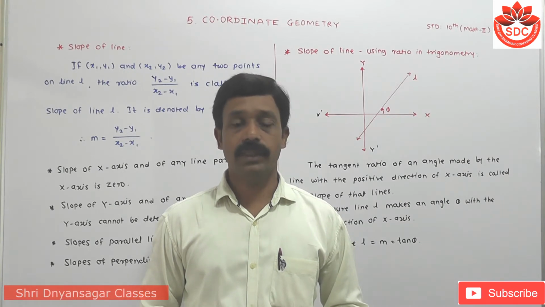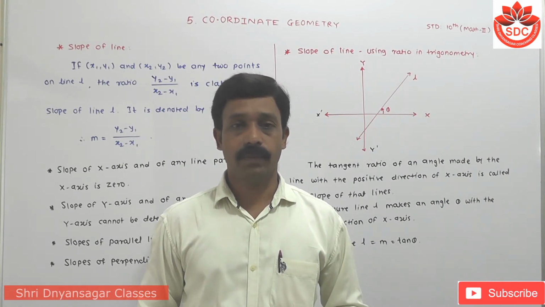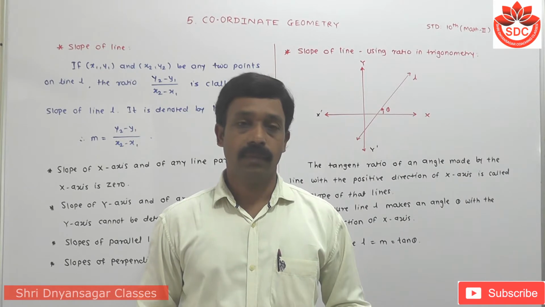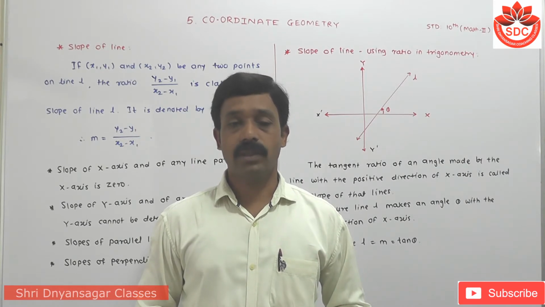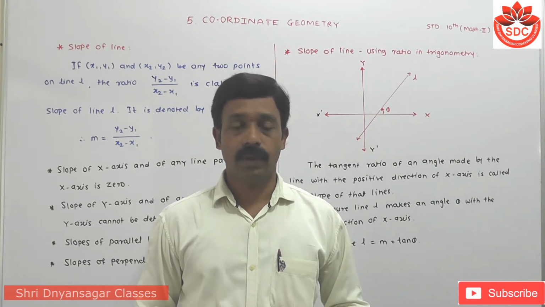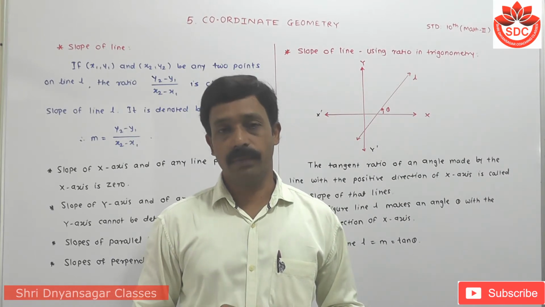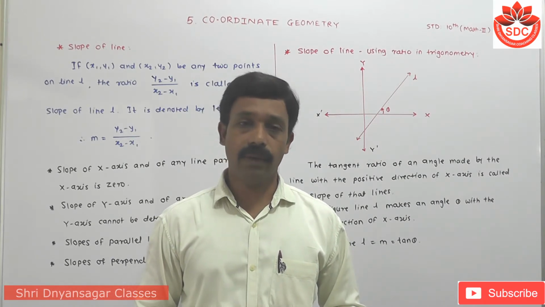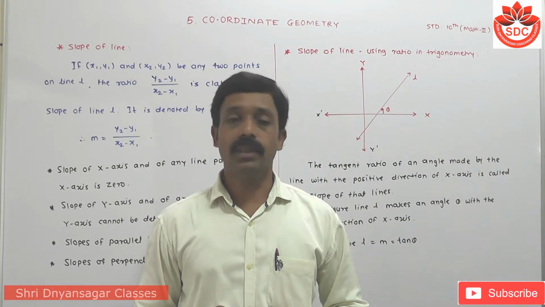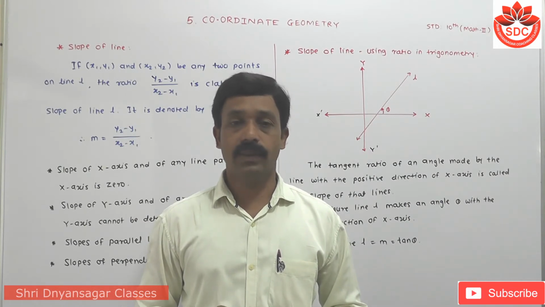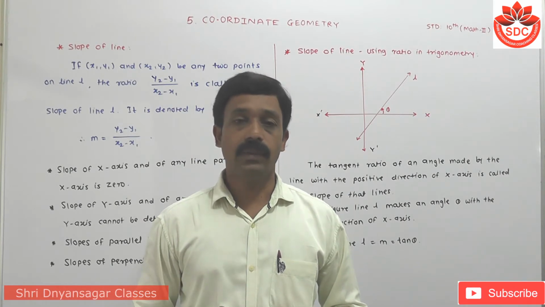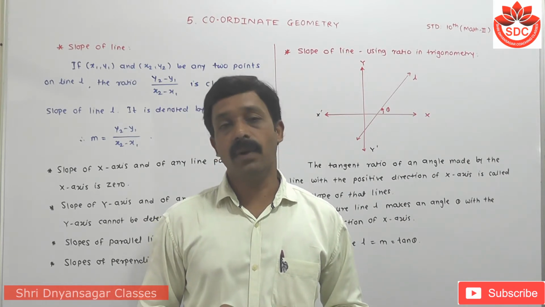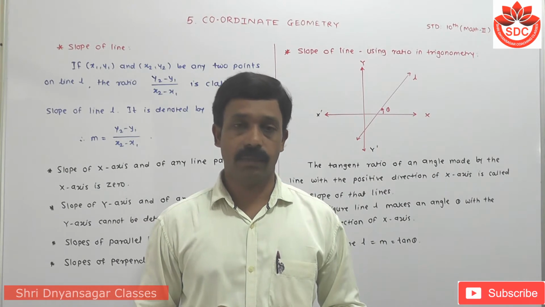Students, today we discuss the next points of Chapter 5, Coordinate Geometry, Mathematics Part 2, 10th Standard. Now we have to discuss slopes of lines. If two points are given having coordinates x1, y1 and x2, y2, then the slope of that line is m equals y2 minus y1 upon x2 minus x1.